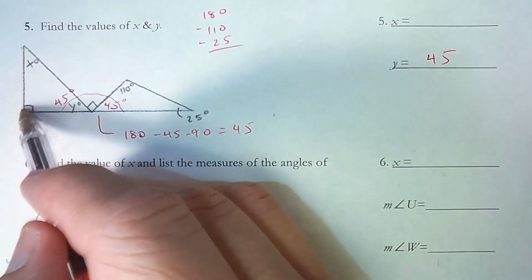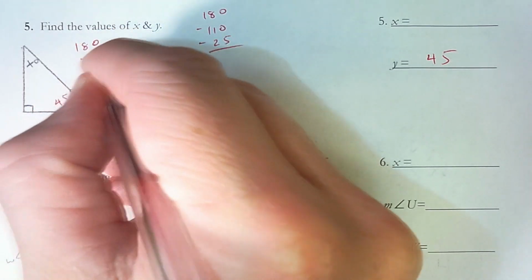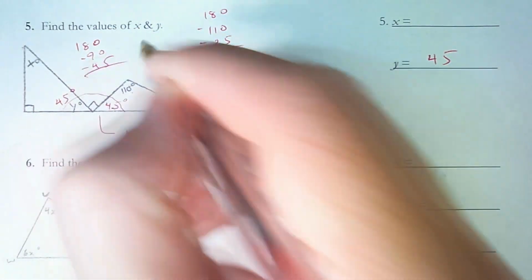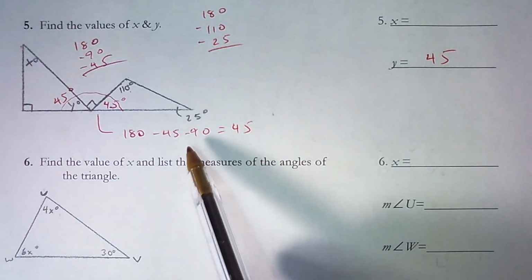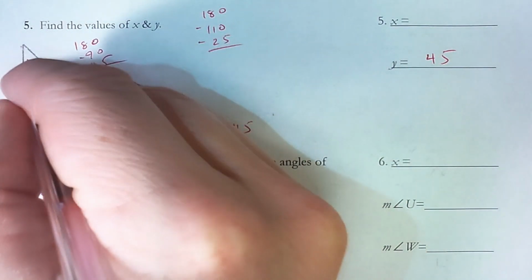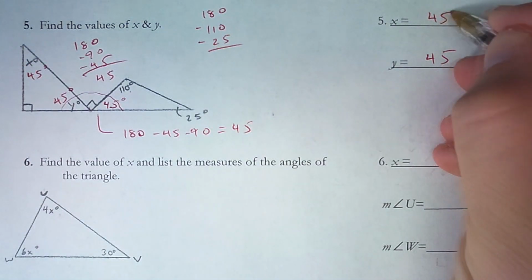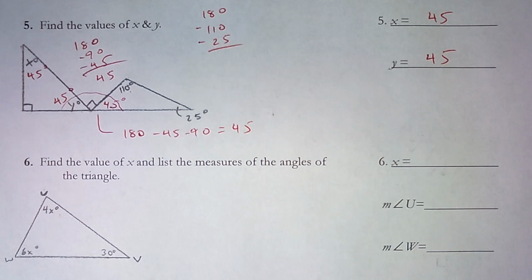Okay, now I have a right triangle here with a 90 and a 45. So 180 minus 90 minus 45. And that sounds familiar because I just did that. So I get another 45. So this angle is 45 degrees. So x is 45.